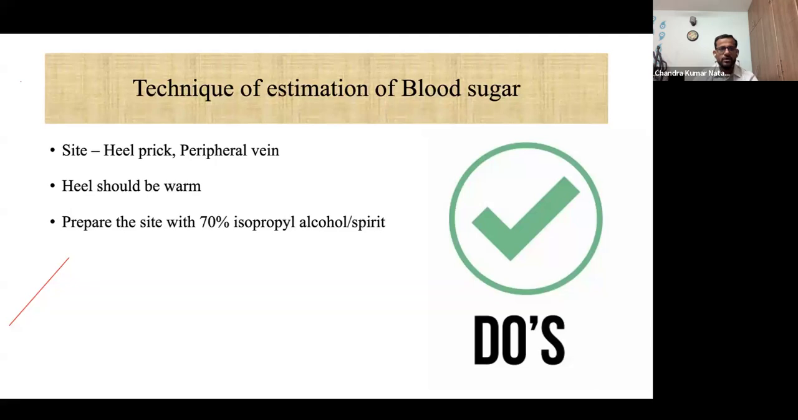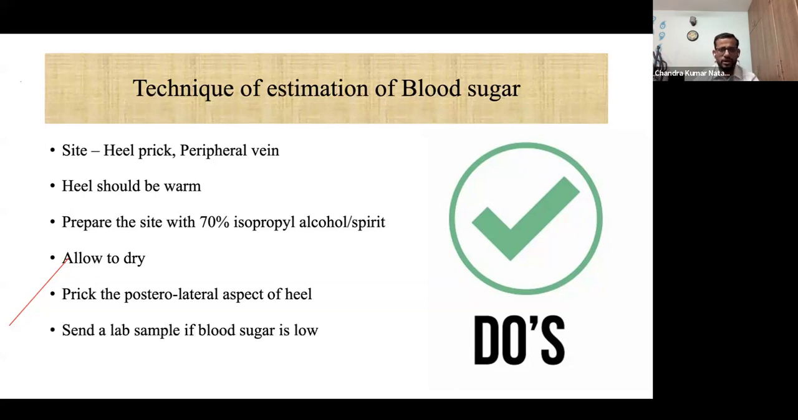So you need to prepare the site with 70% alcohol, isopropyl alcohol or spirit, and let the spirit dry, and then prick the posterolateral aspect of the heel. This is important because you should not prick near the point of the heel. You should prick only on the sides, on the lateral aspect. I will show you in the next picture.